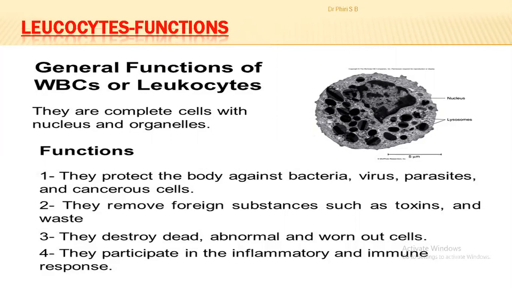So such a question can come maybe in short essay questions, to say, can you list the major functions of white blood cells? It's very easy. You don't even need to study this for you to remember. They protect the body against bacteria, viruses, parasites, and cancerous cells. They remove foreign substances such as toxins and wastes. They destroy dead, abnormal, and worn out cells. They also participate in inflammatory and immune response. So these are just general functions of white blood cells. But what are the specific functions of white blood cells?